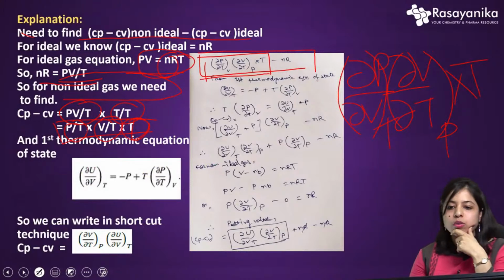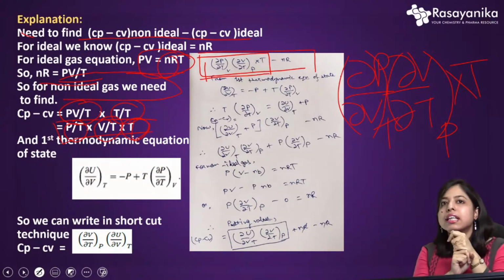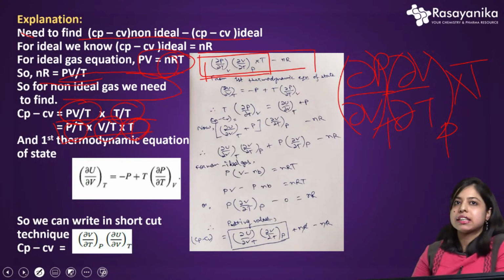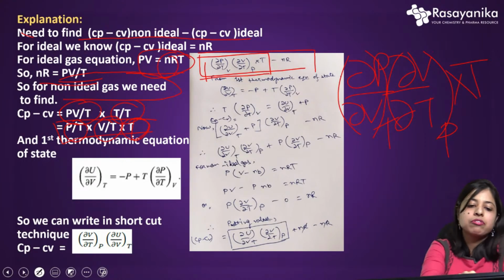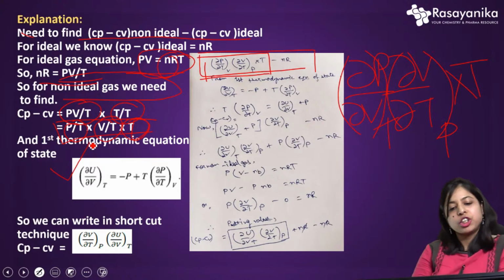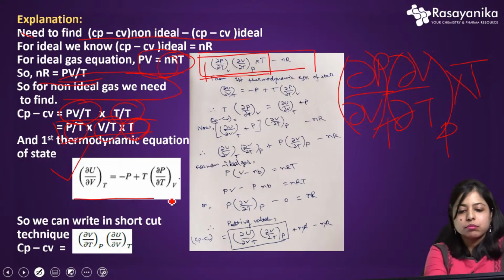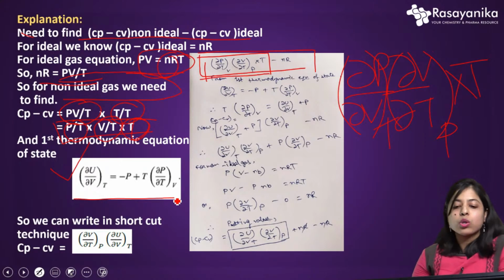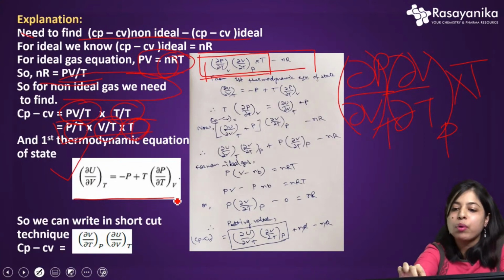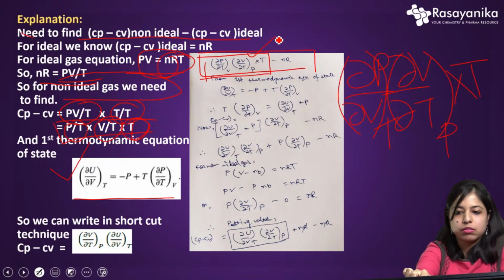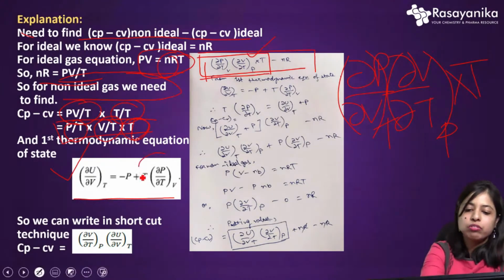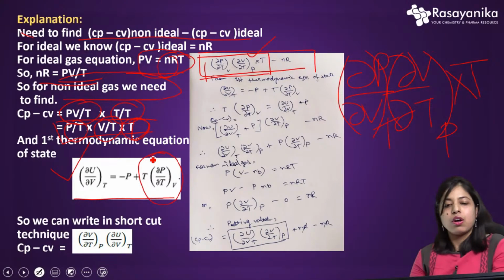You need to remember just one thing, the first thermodynamic equation of state. We all know this: del U upon del V at constant temperature is equal to minus of P plus T into del P upon del T at constant volume. From this, look at what we need to find, that is del P del T at constant volume into T. This term is here. Just look very carefully.